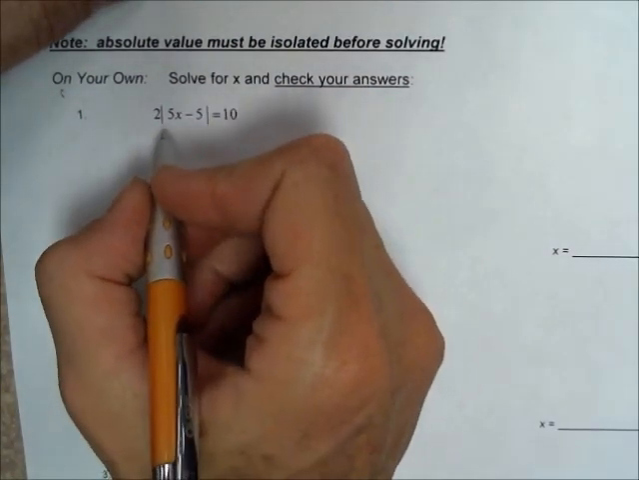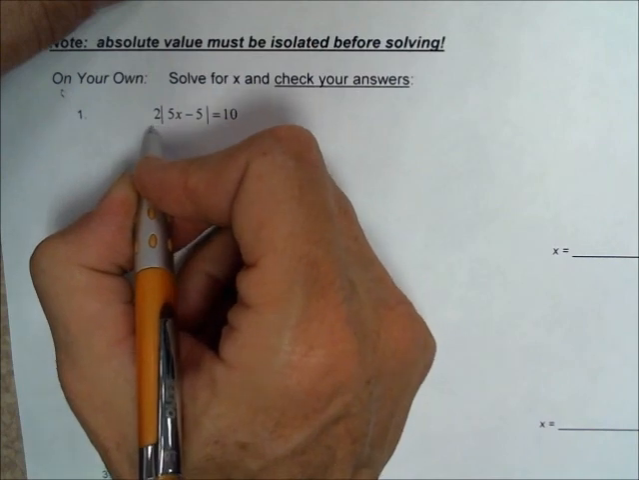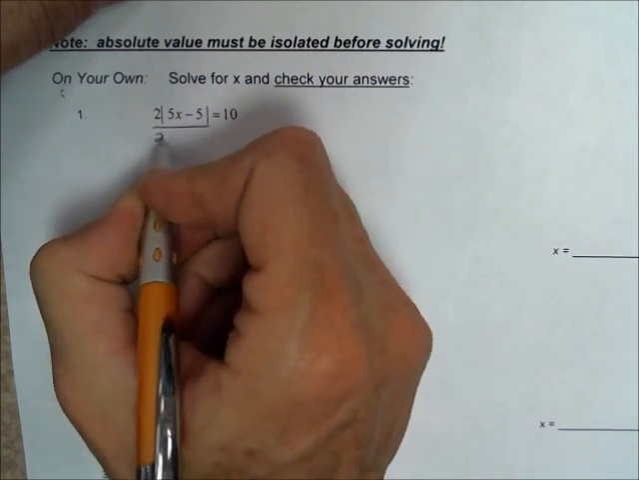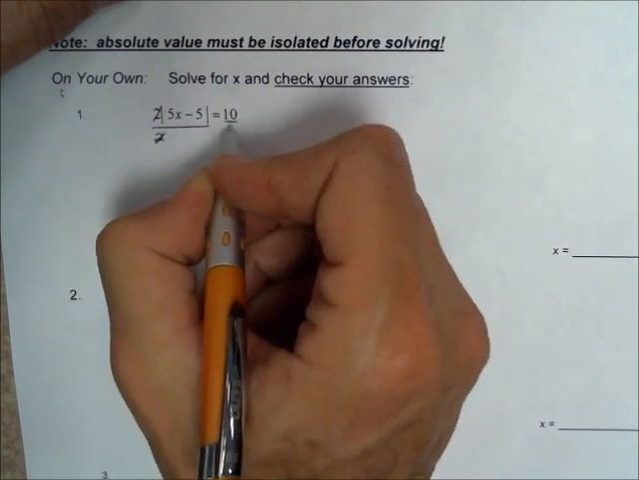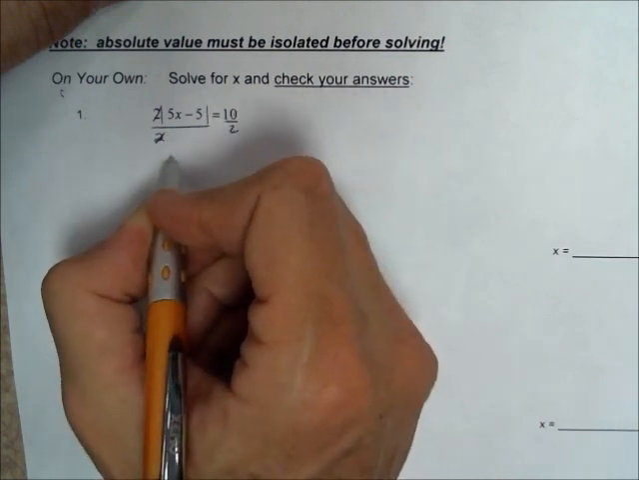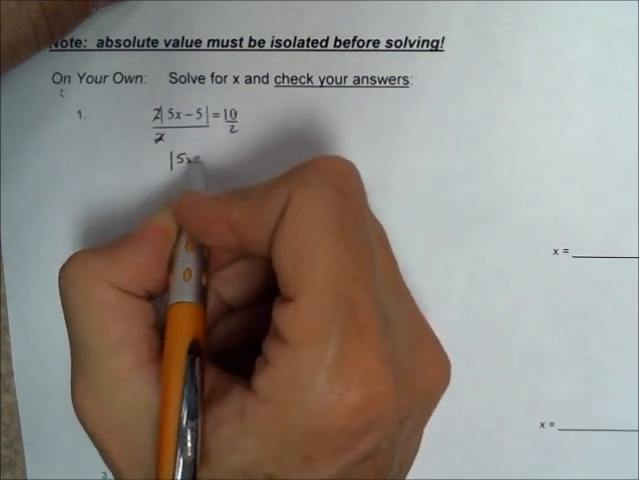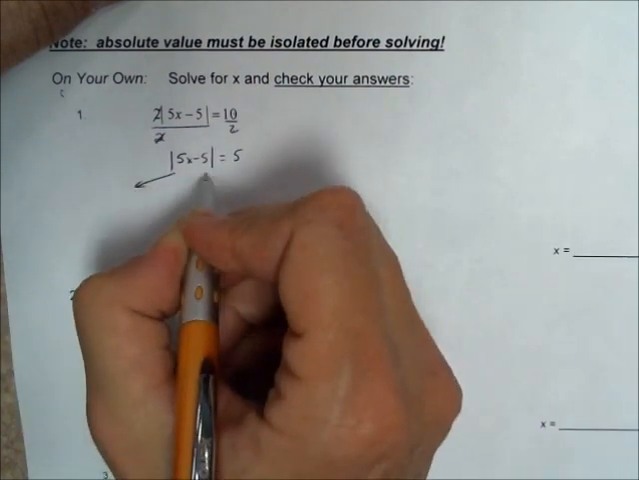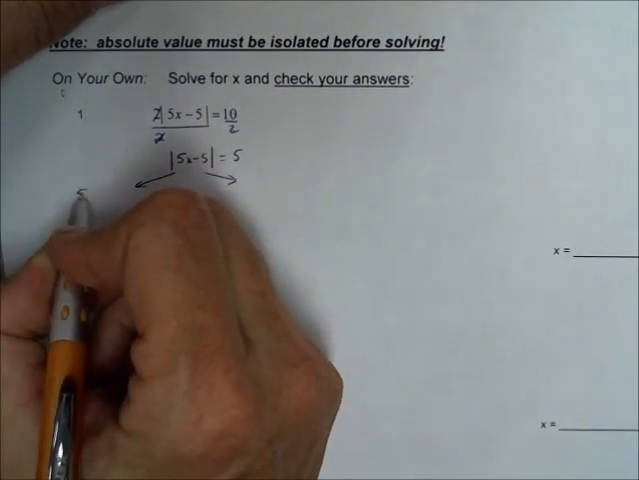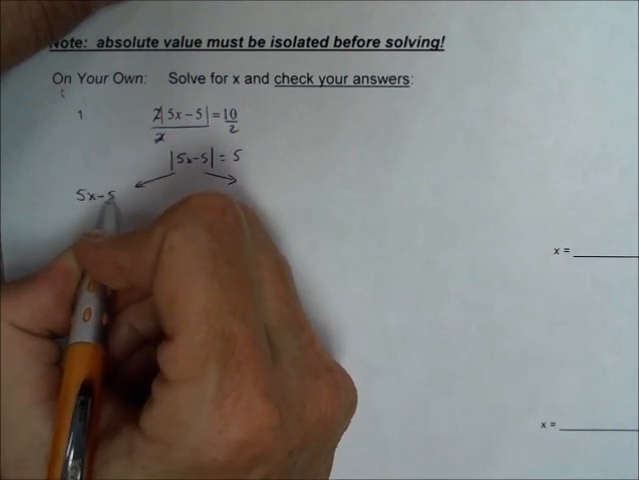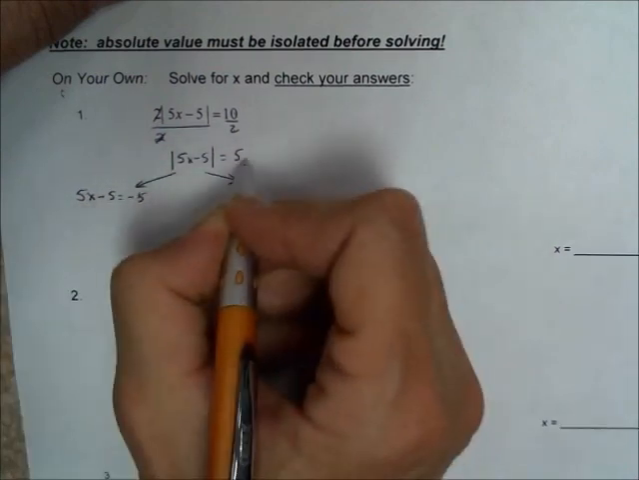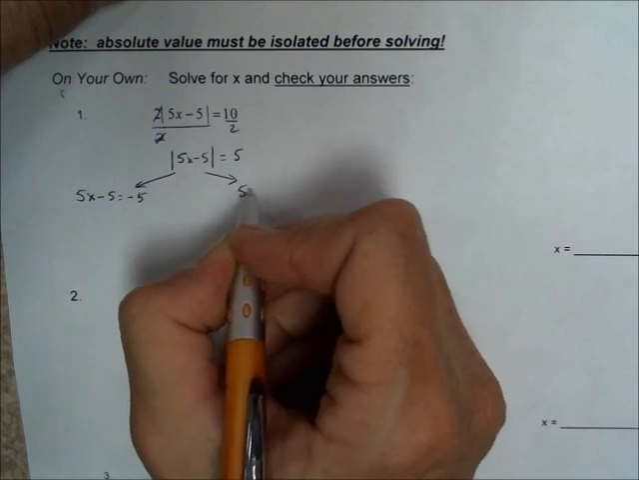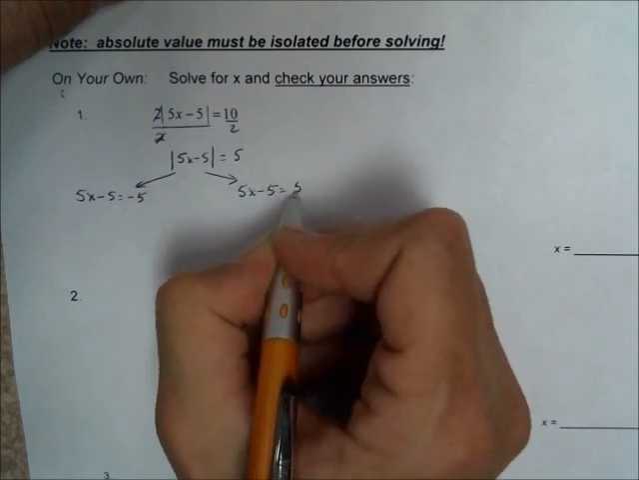All right, so what we're going to do is isolate the absolute value here. So you're going to divide both sides by 2 to get rid of that 2. And 10 divided by 2 is 5. So you have the absolute value of 5x minus 5 is equal to 5. And now you're going to branch into left and right. On the left-hand side, it says 5x minus 5 equals -5. Negate that part. On the right-hand side, it says 5x minus 5 equals +5.